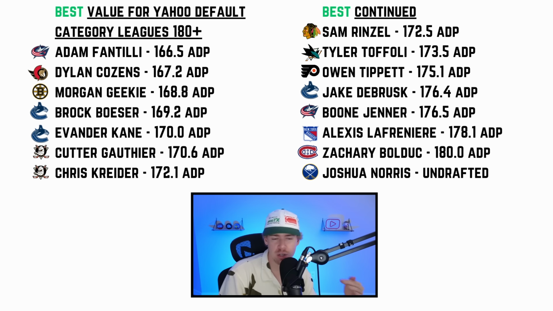Brock Besser, just good value in my opinion. Evander Kane, amazing shots and hits. Saw some looks on power play 1 in camp, although I think Filipino wasn't in that grouping, so you never know, but some mystery upside there. I just think this is amazing value in a category league. Cutter Gauthier has decent hits, lots of shots, has breakout potential, can score a lot of goals. And Chris Kreider. I know Chris Kreider was terrible last year, but he is line 1 in camp, has those shots, has those hits, and this is just really good value.